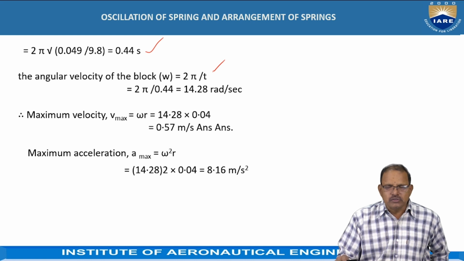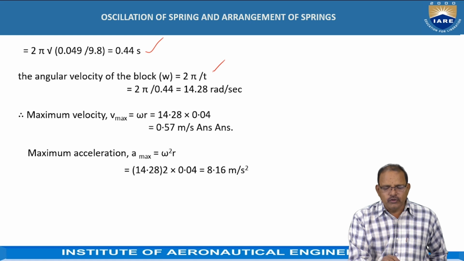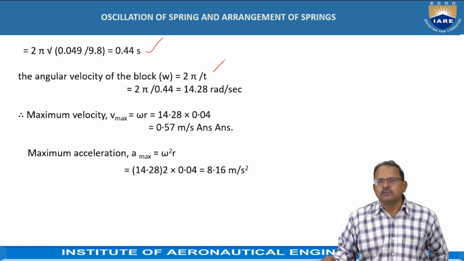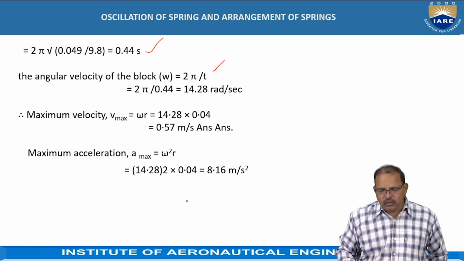The maximum velocity is equal to omega R, where omega is 14.28, the angular velocity, and R is the radius of the circle, which is 0.04. It is equal to 0.257 meters per second. The maximum acceleration is equal to minus omega square R, that is 14.28 whole square into 0.04, which is equal to 8.216 meters per second square.